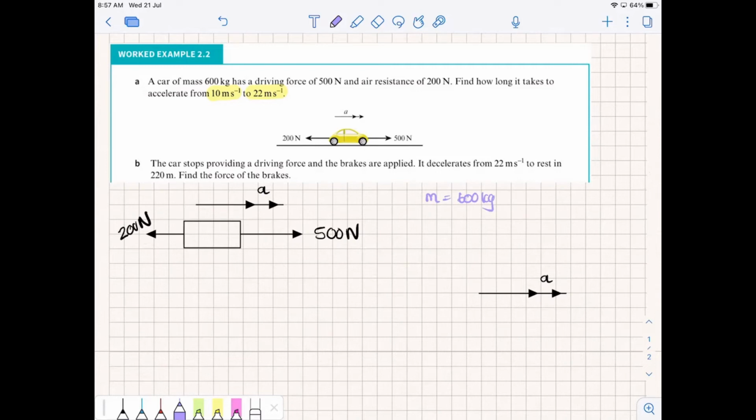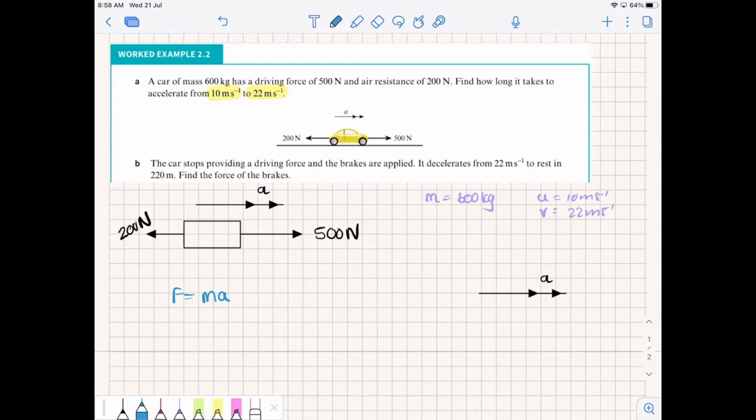Okay, so what we're looking for, if we consider what we have: we have mass, we have two forces, and we have some initial velocity of 10 meters per second and final velocity of 22 meters per second, but they don't really help us right now. So the equation that we most likely want to use is this one over here. Force is equal to mass times acceleration.